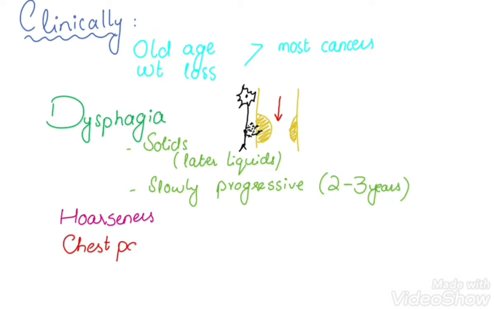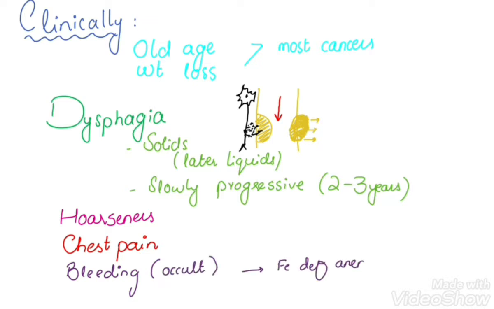Chest pain may also occur when the tumor pressurizes the adjacent structures and causes pain. Bleeding, which may be occult, can also lead to iron deficiency anemia. Diagnosis is done by endoscopy and biopsy, and that not only visualizes the tumor, but also we take a sample from it and then confirm the cancer by histopathology.